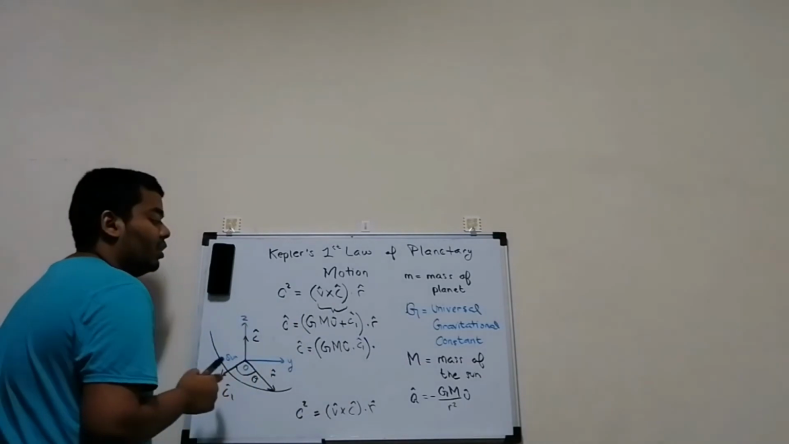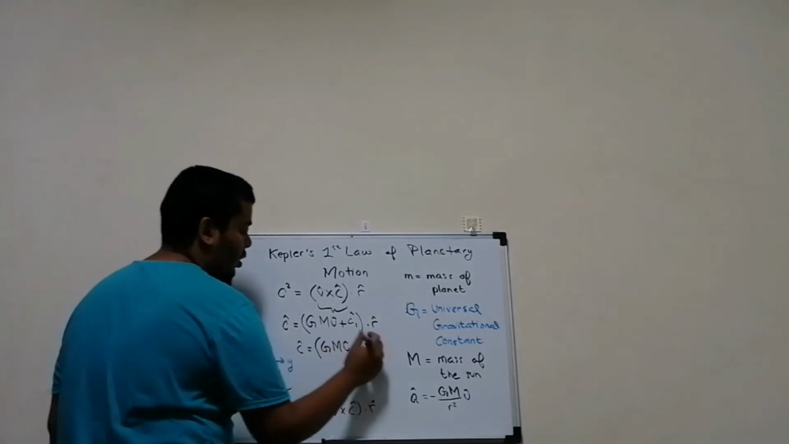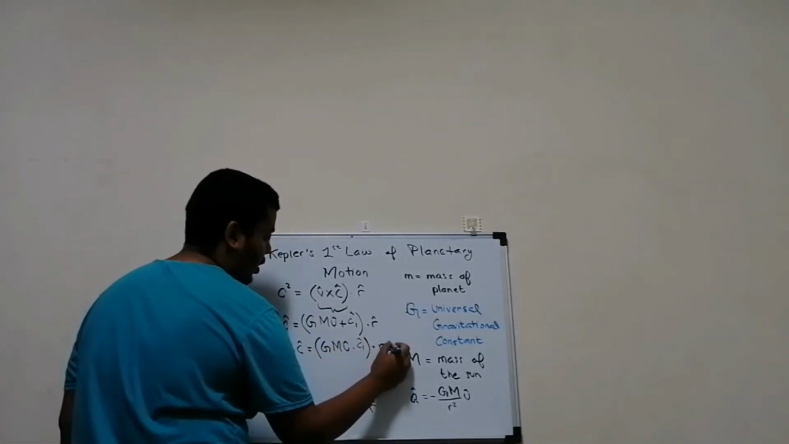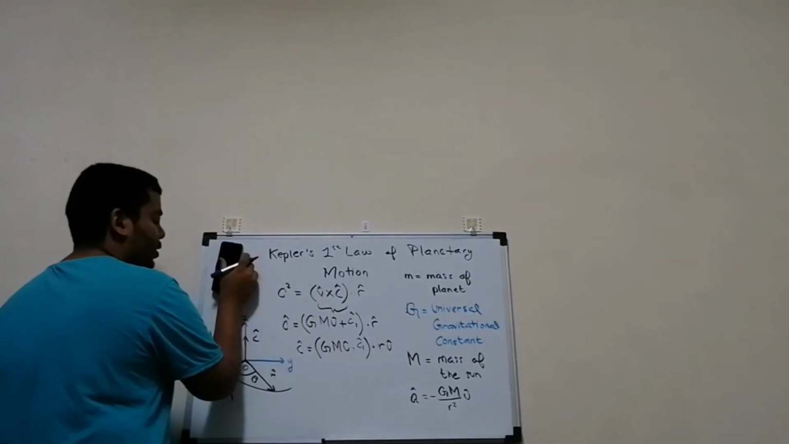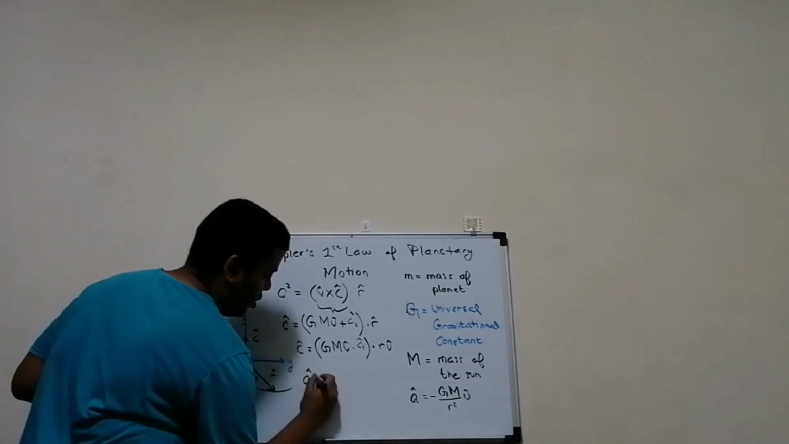the position vector R. So the position vector R can be written as the magnitude of the R into the unit vector. So now let's go ahead and let's write this down. Okay.